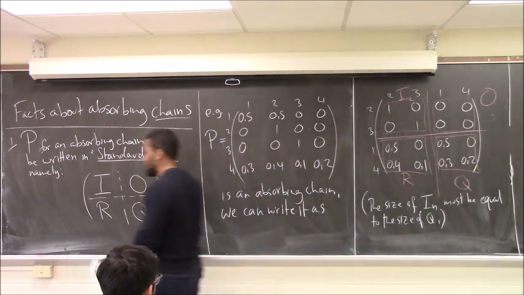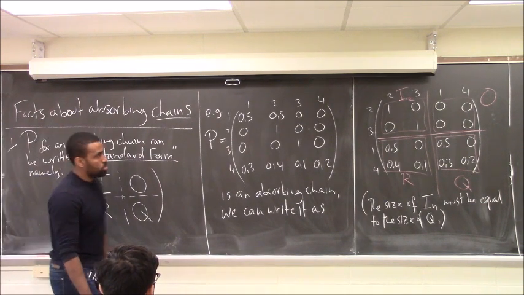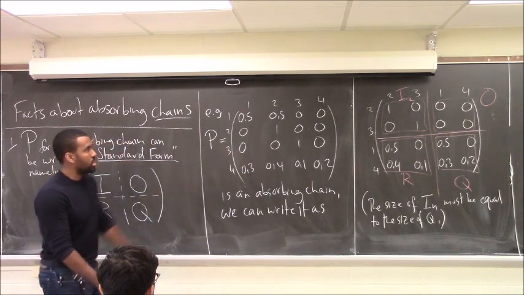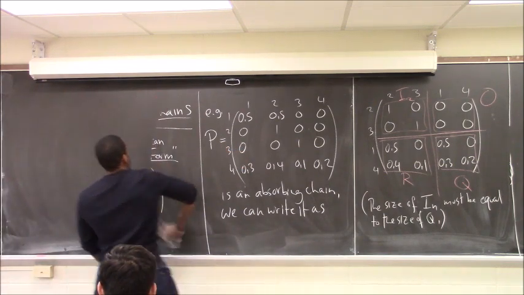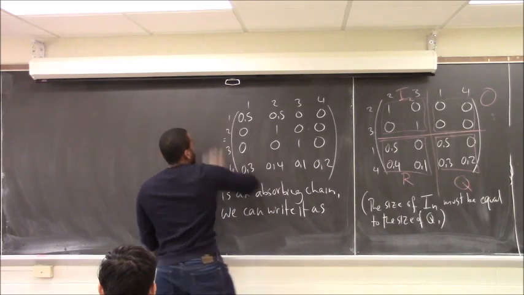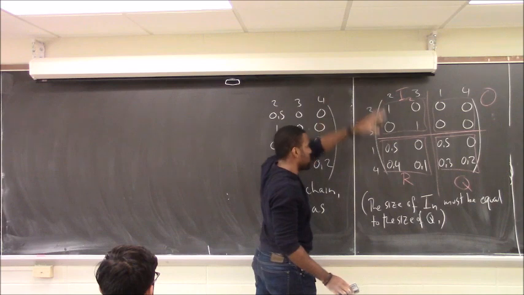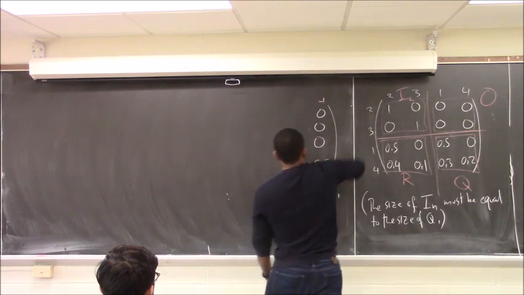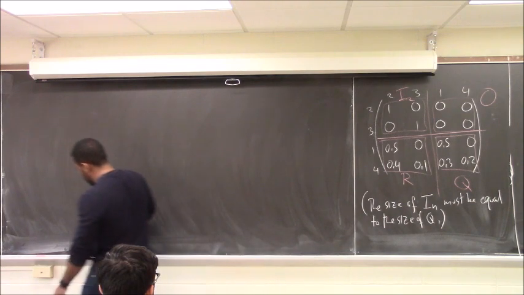So if I have an absorbing Markov chain, I can write its transition matrix in that form. And obviously, if you're given a matrix in that form, you should realize that you're looking at an absorbing Markov chain, and you should be able to identify the absorbing states. These are just the states that give you the identity when you rearrange them. So 2 and 3 in this Markov chain are absorbing states.